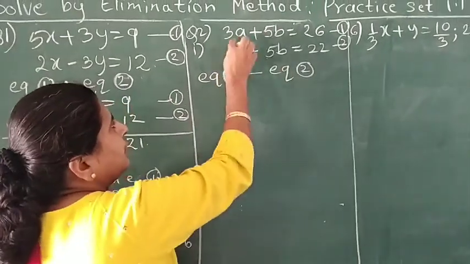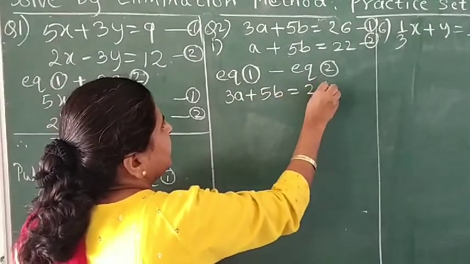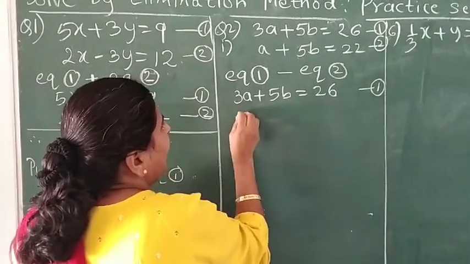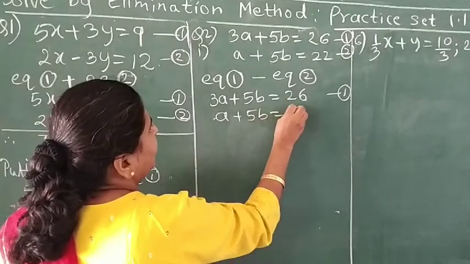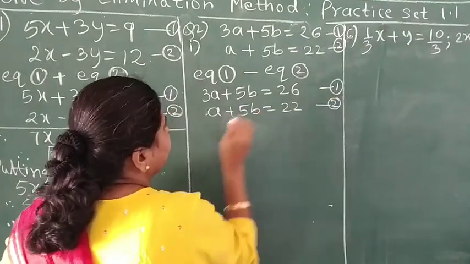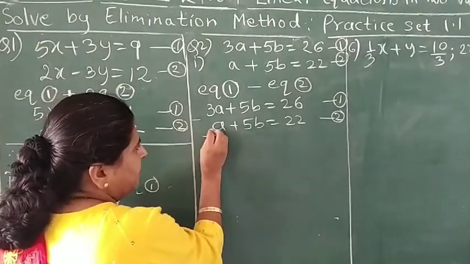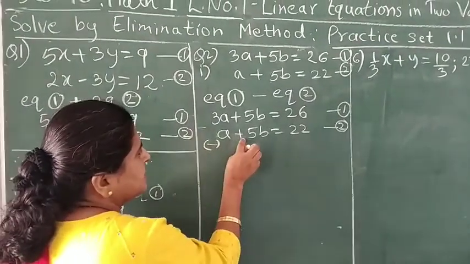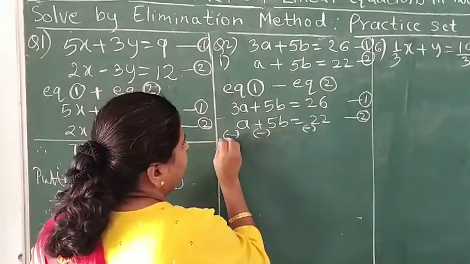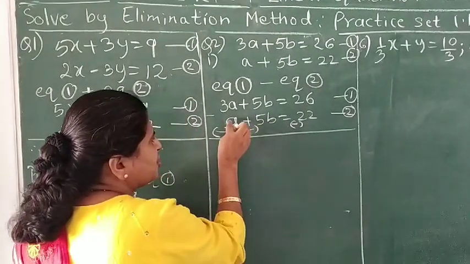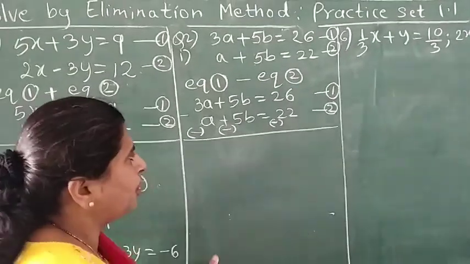Write this in short. Now copy these equations. 3a plus 5b is equal to 26, equation number 1. And the other equation is a plus 5b is equal to 22, this is our equation number 2. For subtraction, we know that minus into plus will become minus. Similarly, here minus into plus will become minus, and minus into this plus will also become minus. Now we have to change the signs of the terms in the second equation, not the original one.